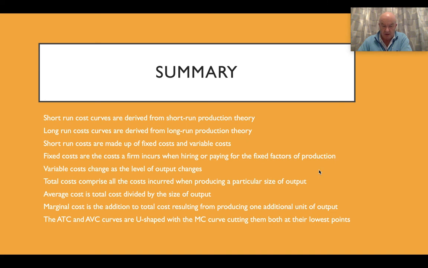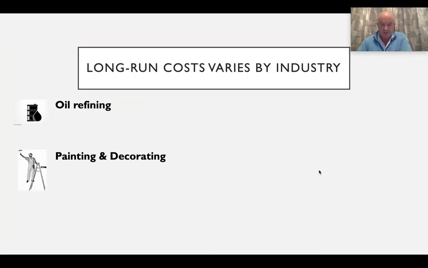Okay, so we'll talk a little bit more about the reasons why we've got this U-shape going on for both average total and average variable costs as we move to look at economies and diseconomies of scale.